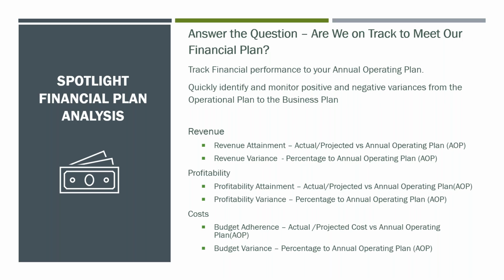So if you think about that, it means things like revenue attainment. Are you actually hitting your actual and projected revenue versus your annual operating plan? What's the variance, right? What's the percentage of the annual operating plan that you're missing? Profitability is the same thing, and cost would be the same thing. So it's taking that information: what was the plan, and how far am I varying from that specific plan?